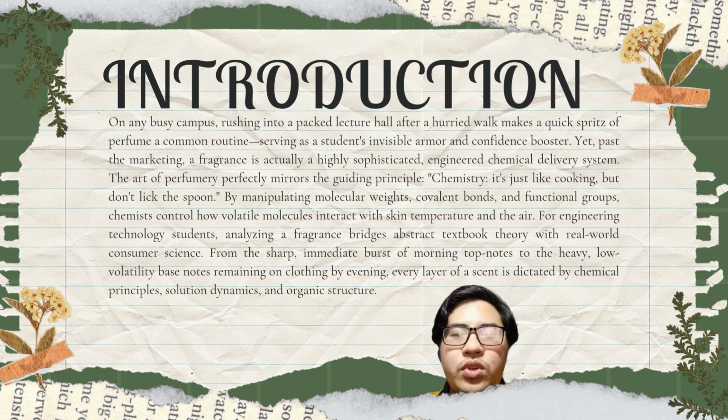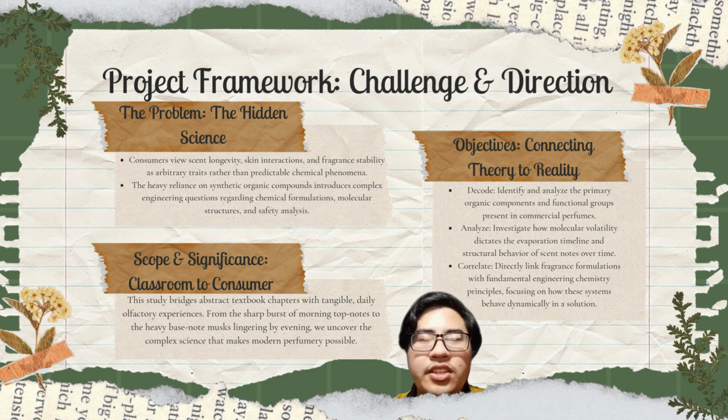By tweaking molecular weights, covalent bonds, and functional groups, chemists can control exactly how these volatile molecules evaporate on our skin and move through the air. So, our goal here is to take those abstract formulas from our textbooks and show how they actually work in our everyday routines. Next, that will bring us to the actual problem we wanted to solve with this study.